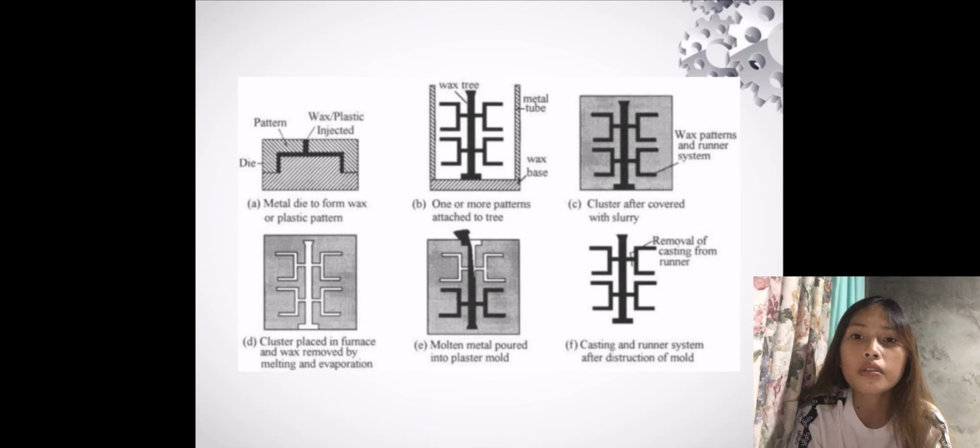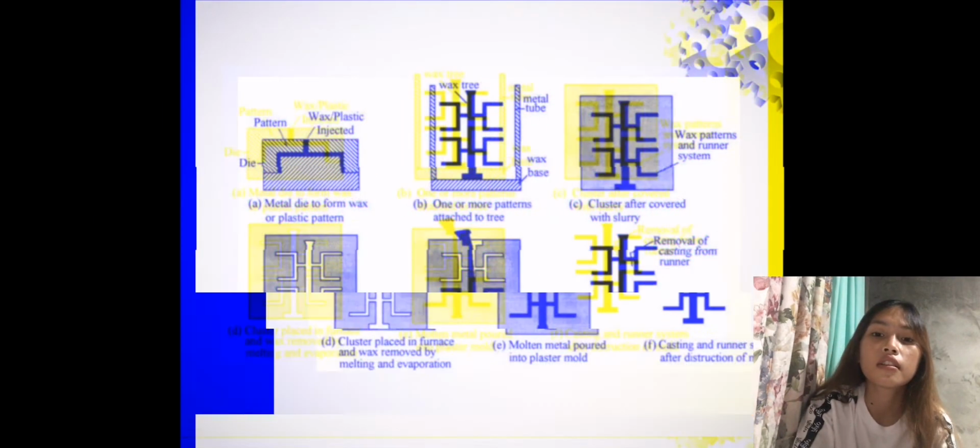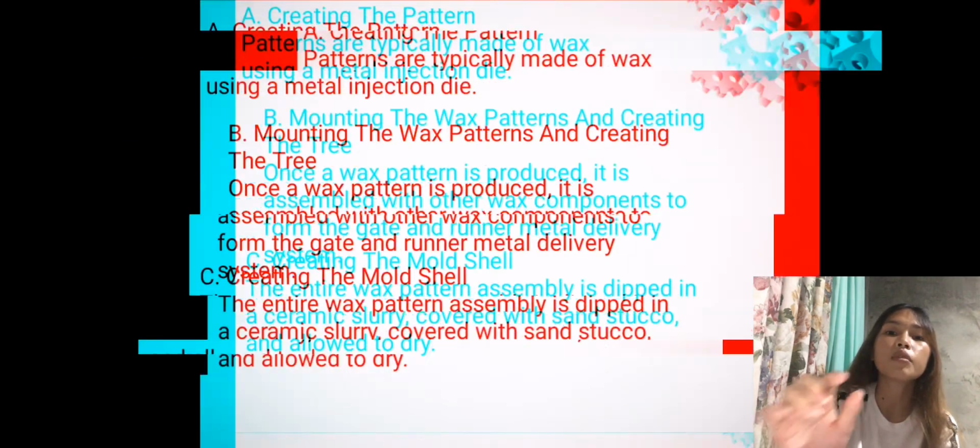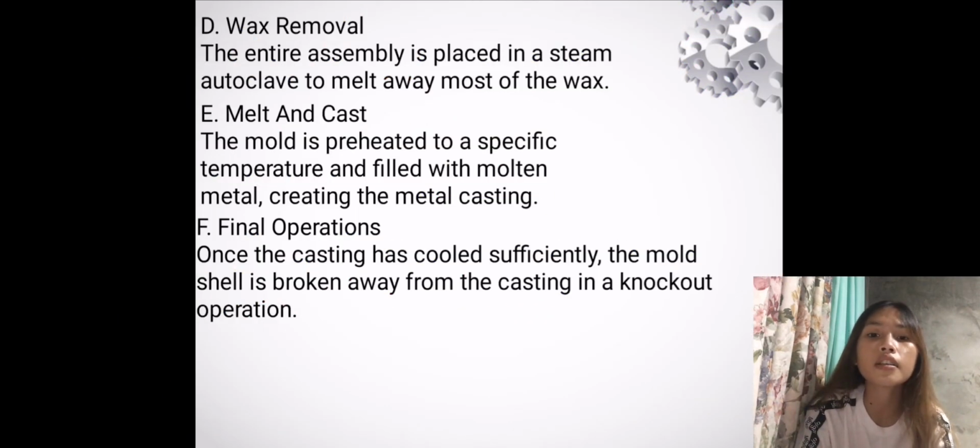This is the process of investment casting. Number 1 is creating the pattern. The second is mounting the wax patterns and creating the tree. Letter C is creating the mold shell. Letter D is wax removal. Letter E is melt and cast, and the last is the final operation.